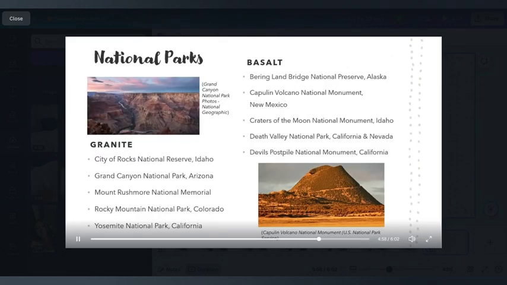National parks. This slide includes some examples of parks that contain these rocks. In the Grand Canyon National Park in Arizona and the Yosemite National Park in California, you can find granite. In Craters of the Moon National Monument in Idaho and the Death Valley National Park in both California and Nevada, you're able to find basalt.